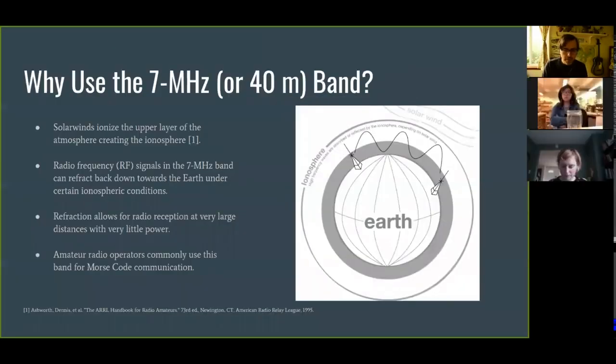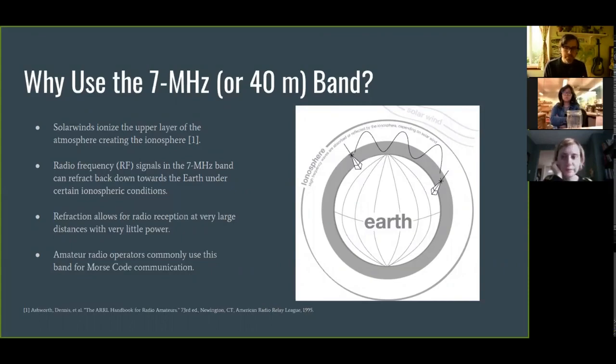So why would you want to use 7 megahertz? Like what's special about 7 megahertz? Well, 7 megahertz is in a range of radio frequencies that people kind of call the shortwave bands, or sometimes the HF bands.